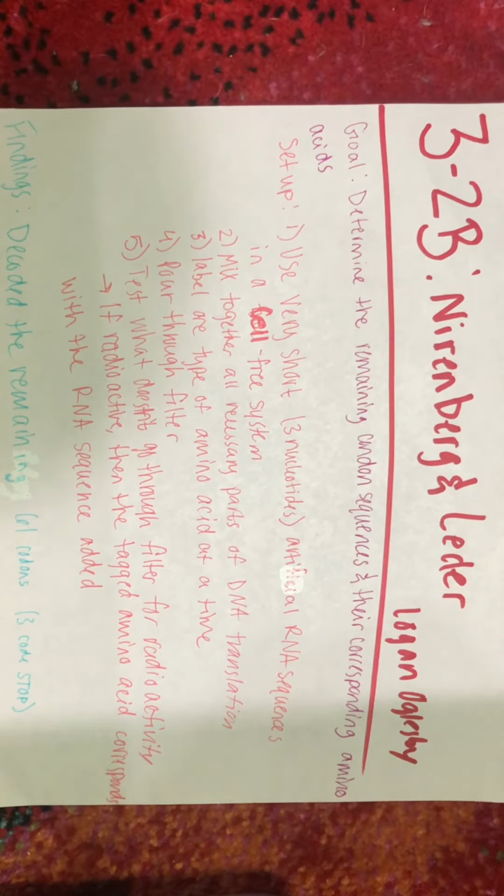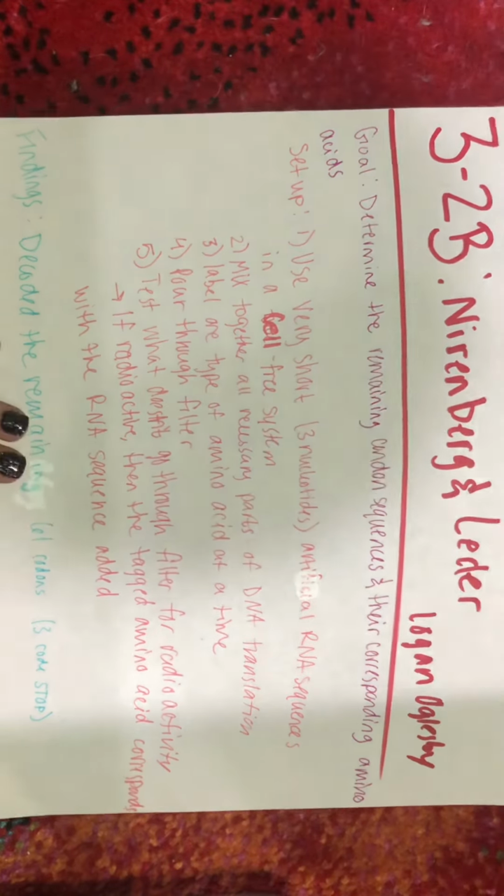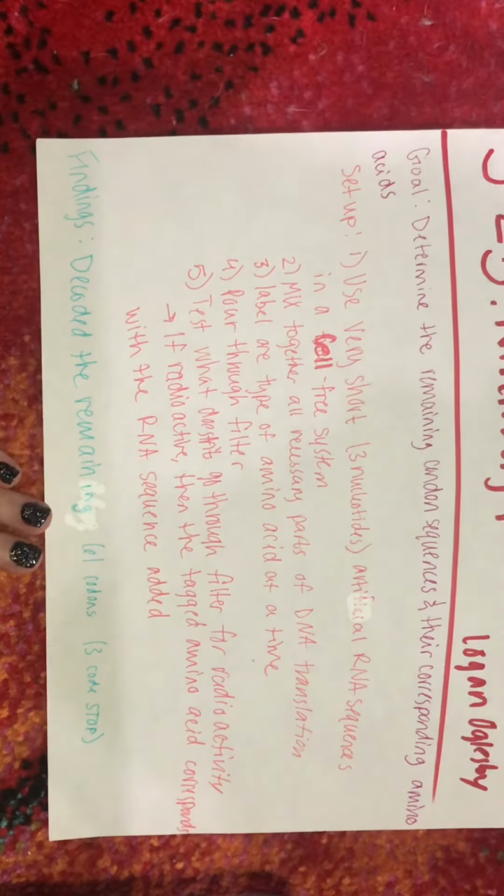So they mixed together all the necessary parts, and then they labeled one type of amino acid at a time and put the mixture through a millipore filter. The filter allowed unbound tRNAs to pass through it, but did not allow the ribosomes with the bound triplet to pass through. So the sample was then tested for radioactivity. If there was radioactivity found in the sample that did not pass through the filter, the corresponding amino acid had been attached. So they were able to decode the remaining 61 codons.